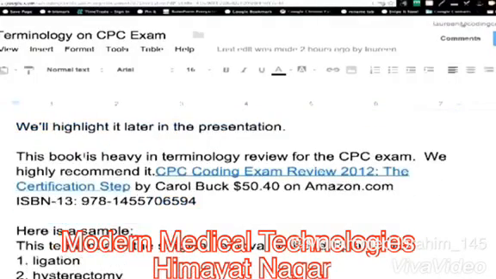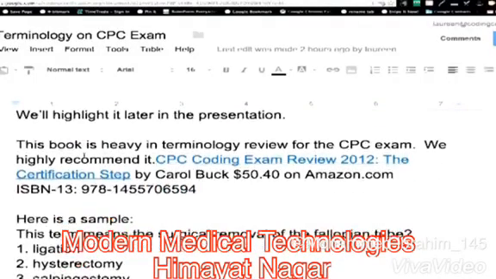This is another book Alicia was recommending, and I recommend too, that's heavy in terminology review for the CPC exam, and that's Carol Buck's CPC coding exam review called the certification step. And it sells on Amazon for about $50.